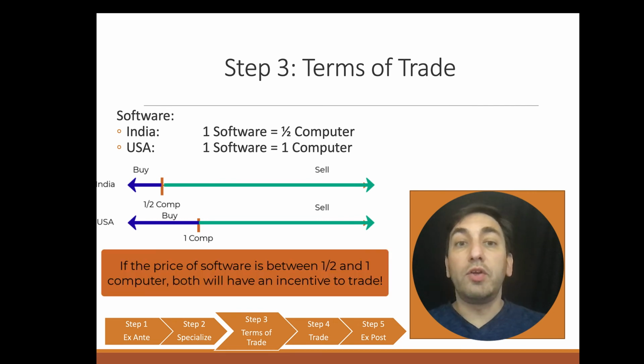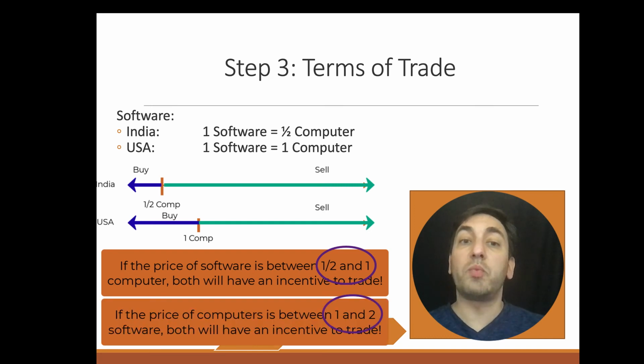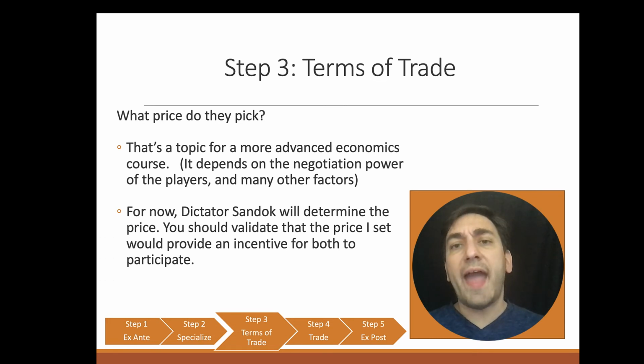You'll notice that this price range of between one half and one is the reciprocal of what we found when we were looking at the price of computers, being between 1 and 2. Again, that reciprocal is just an exchange rate, looking at it from one way or the other. So what price will they actually come to decide? Well, that's probably for a more advanced economics class.